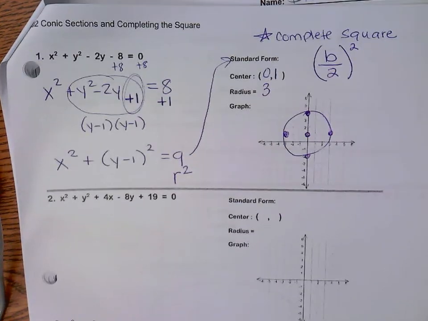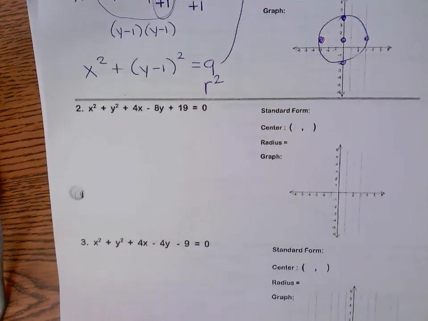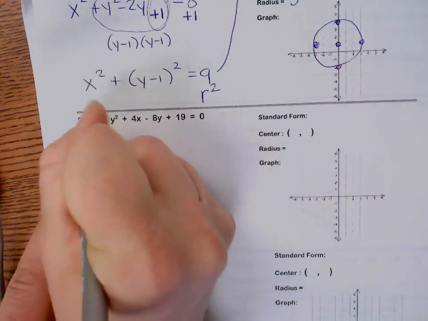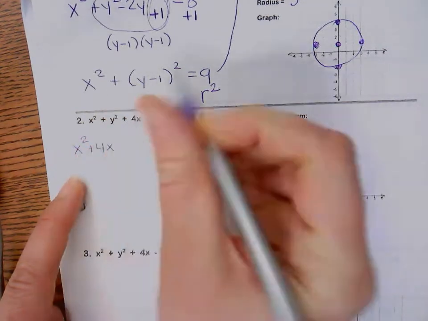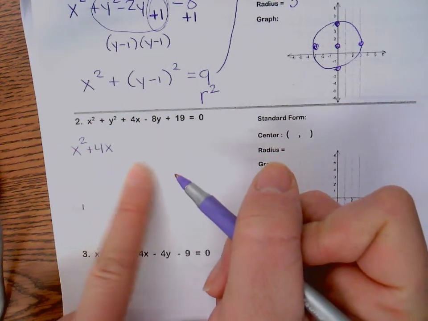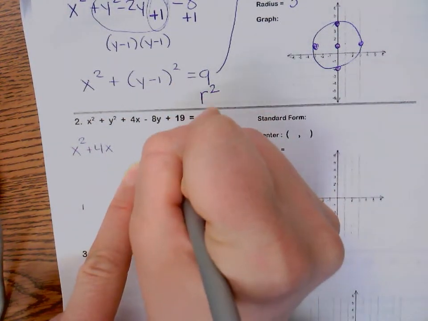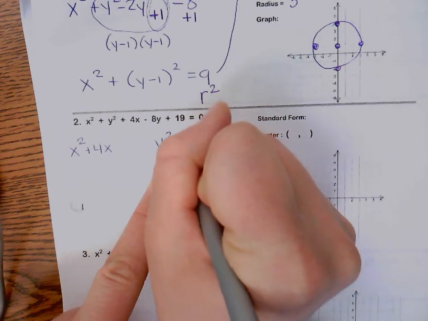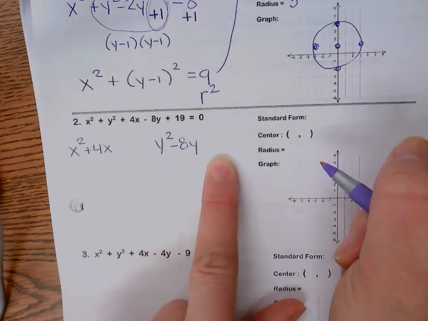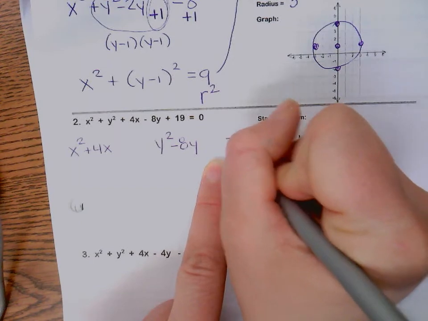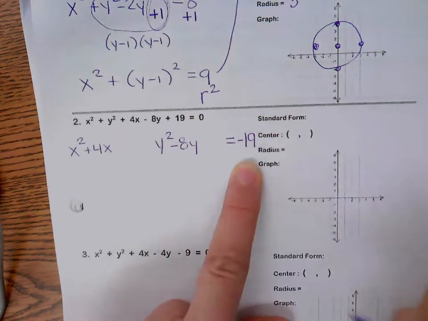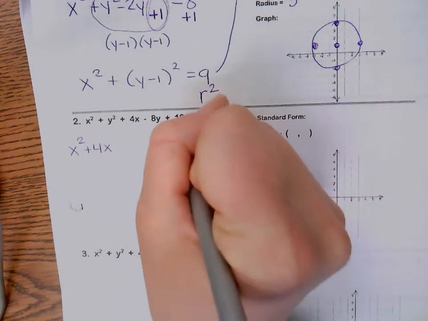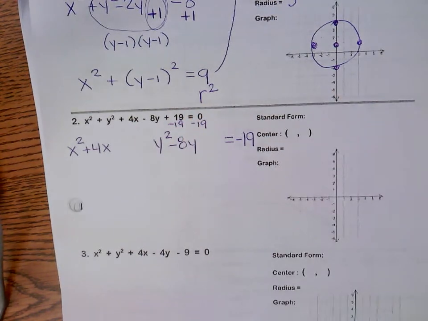So let's do another one together. So on number 2, we have to rearrange our equation so that the x terms are next to each other. So x squared plus 4x, leave yourself a little bit of room to complete the square. You have y squared minus 8y, leave yourself some room to complete the square, and then equals -19 in this case, because you want to move the constant term to the other side of the equation.